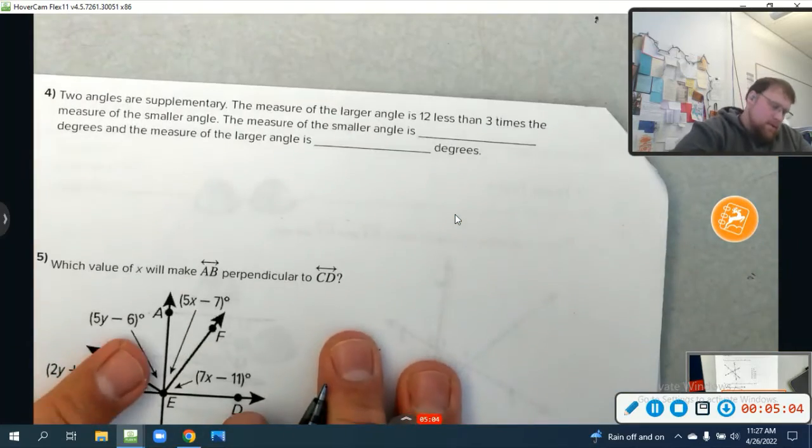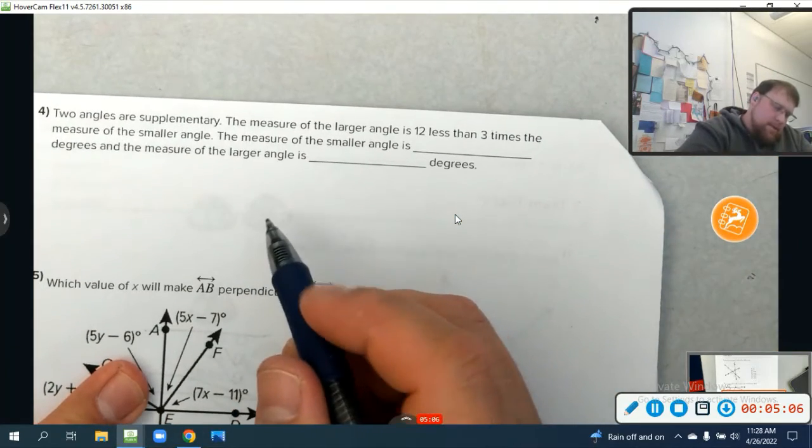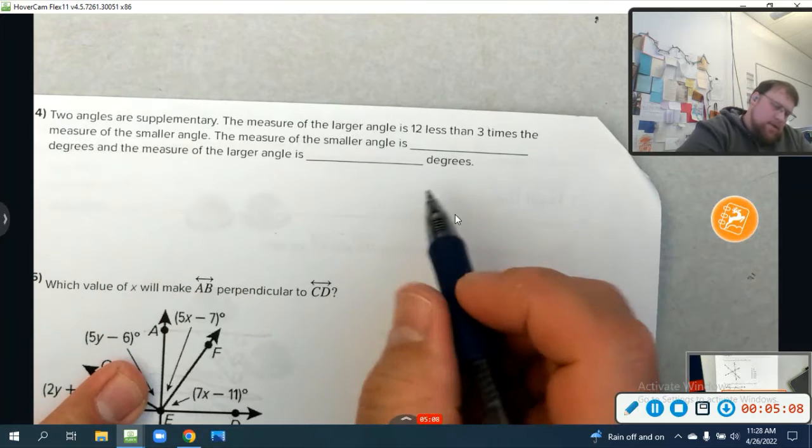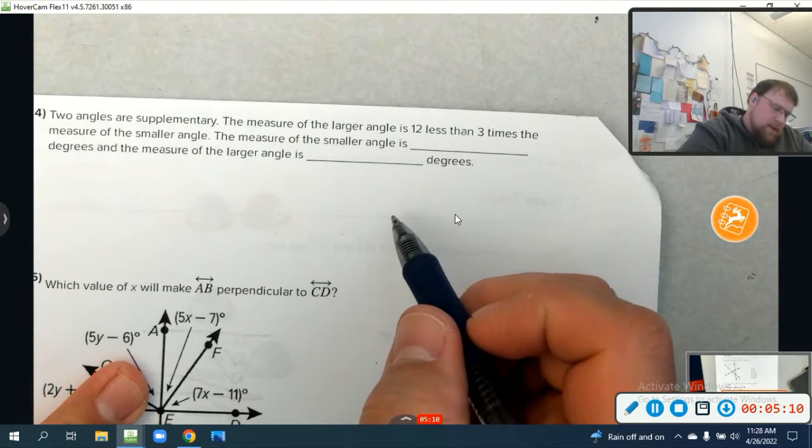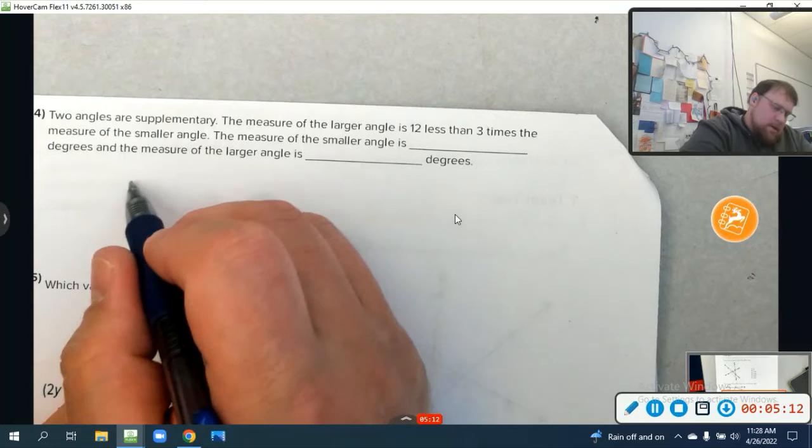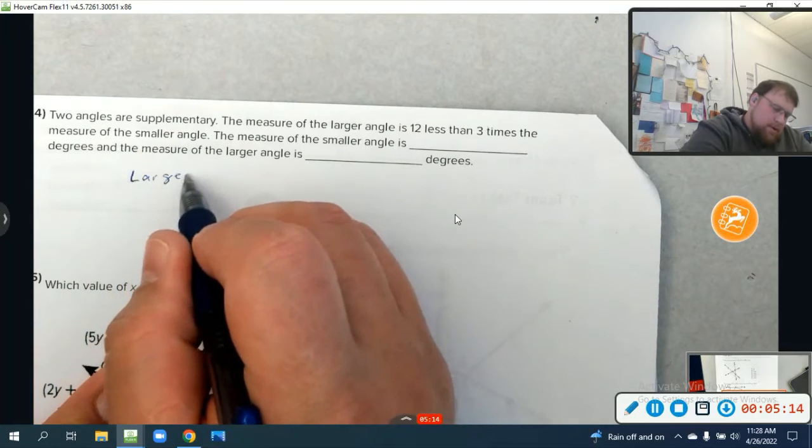Okay, what does it say? Two angles are supplementary. That means they add to 180. The measure of the larger angle is 12 less than 3 times the measure of the smaller angle. So I'm going to have larger and smaller.